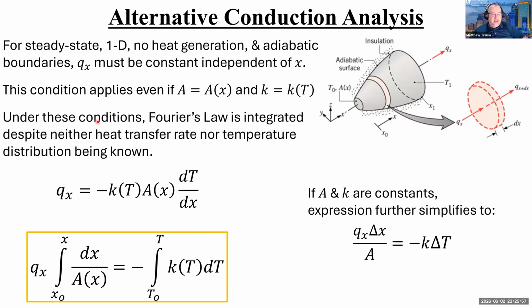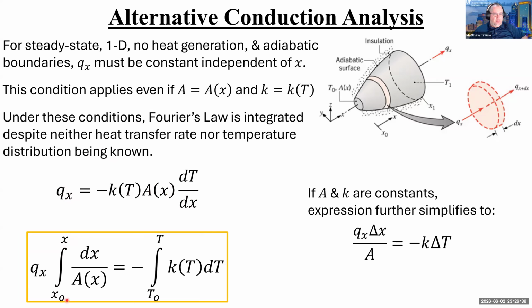So specific to these conditions, we're going to integrate Fourier's law despite neither the heat transfer rate nor the temperature distribution being known. So here's Fourier's law. We don't know the conduction and we don't know the temperature distribution, but we know that this value is constant. And so we're going to use that to our advantage to make the integration easier. All I'm going to do is take A, which is a function of x, and dx, and move those to the other side of the equation, and then integrate.